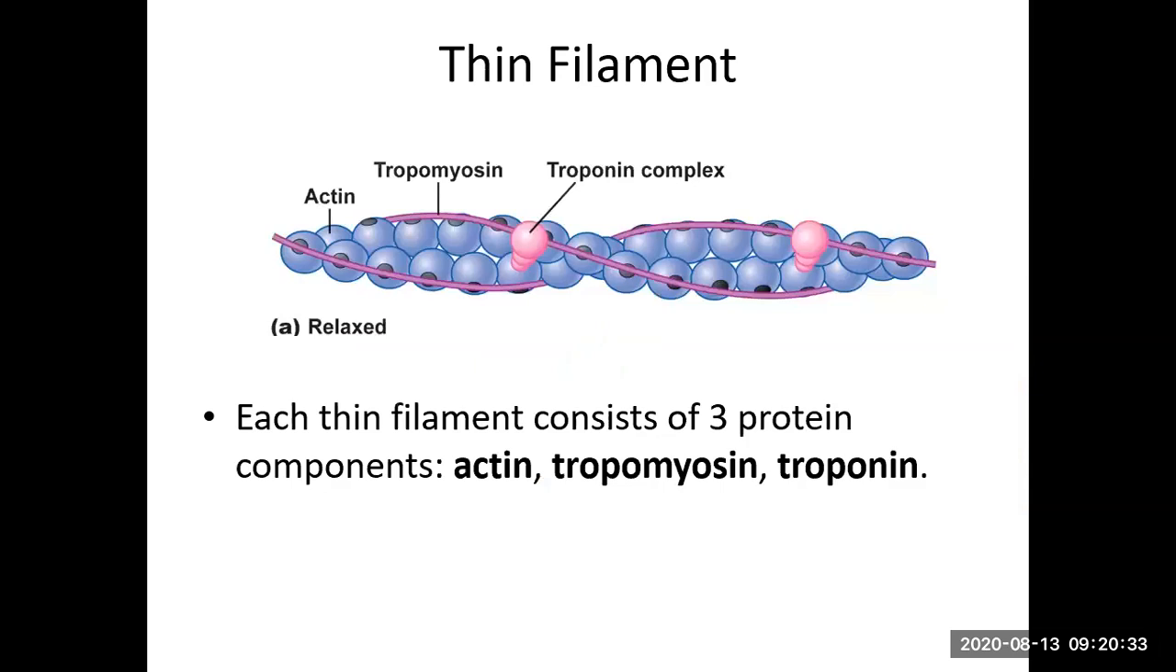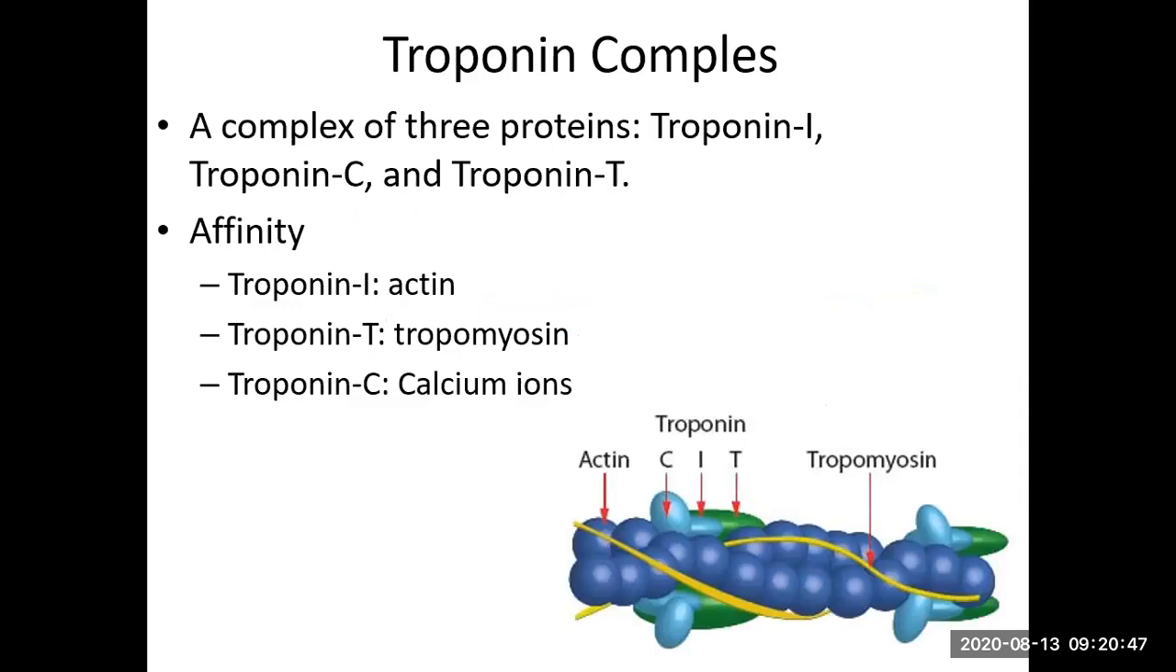So this is a thin filament. We have three components. I want to show you that this black spot is called the myosin binding site. We will probably see it later. All right, three components. Actin is like what we learned in the microfilament. Tropomyosin covers this myosin binding site. Basically this is a structure to prevent myosin and actin from binding together.